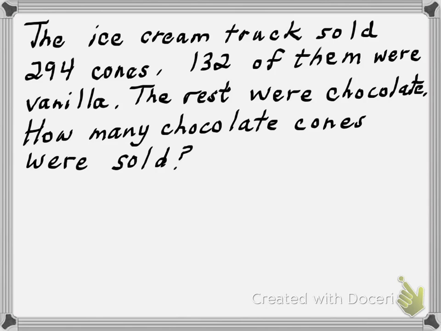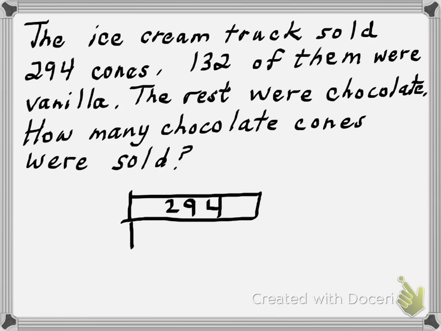I bet you figured out that you knew the whole. The whole was the number of cones, which was 294. The types of cones were vanilla and chocolate. 132 of the cones were vanilla. The rest must have been chocolate. To figure out the missing part, the operation is subtraction.